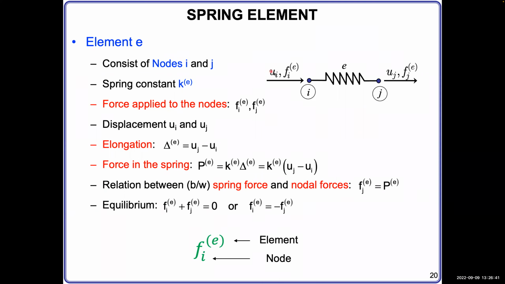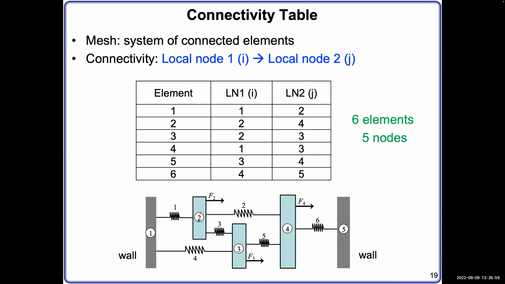And here there is no E as the superscript. Why is there no E here? The reason is that this displacement is shared by multiple elements. When this node moves, it has a displacement. That displacement is the same for this point of the spring, for this point of the spring, and for this point of the spring, for 1, 2, 3, respectively.